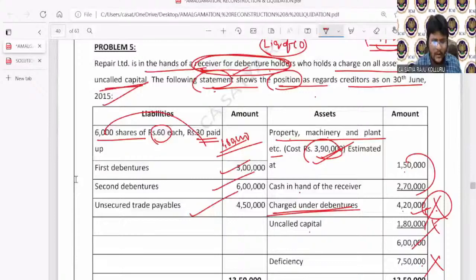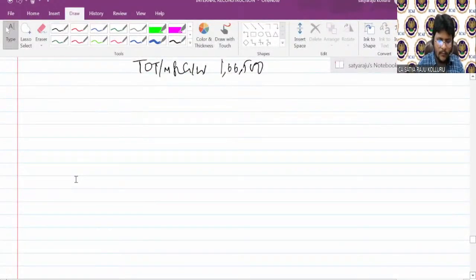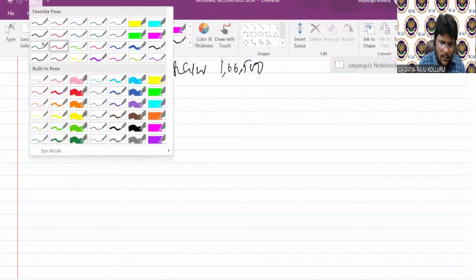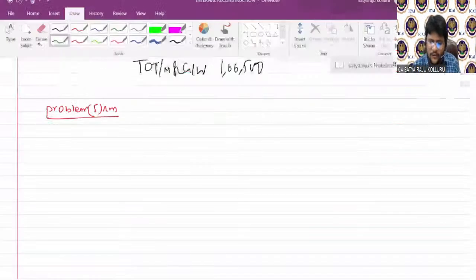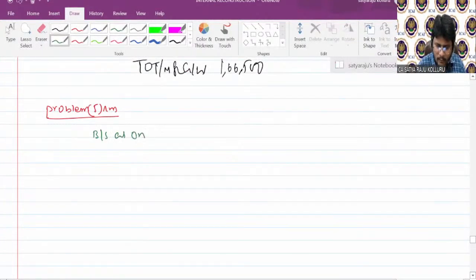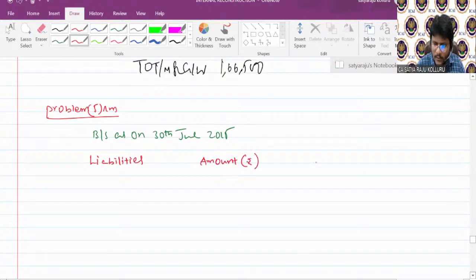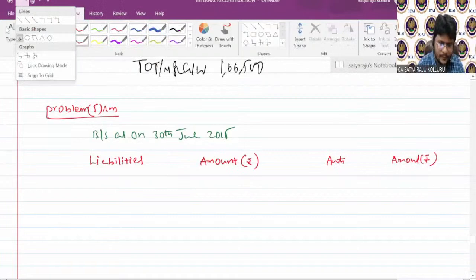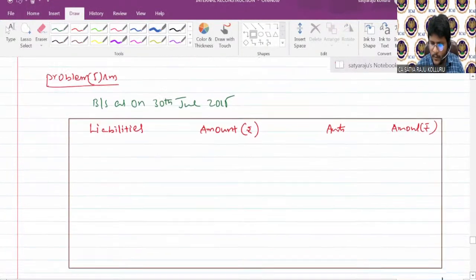First, let us build the balance sheet together. Problem number 5, right? So now the balance sheet as on 30th June 2015. Liabilities, amount rupees, assets, amount rupees. Not in Schedule 3 format, guys, just as per the information given in the problem. So I am building it in the same manner. So this is the balance sheet format, right?